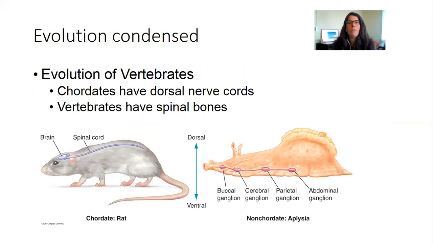Okay, we're going to start with the evolution of vertebrates. As you can see, chordates have a brain and a spinal cord like human beings do, unlike non-chordate species. Vertebrates, which we also are, have spinal bones as well.